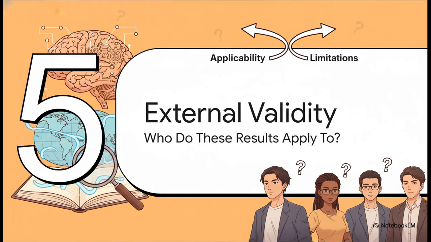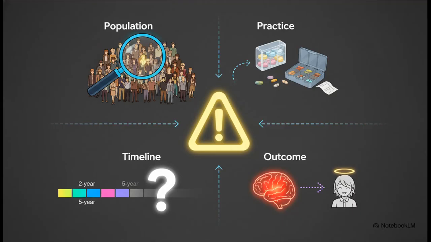Now, you must demonstrate critical thinking by considering the applicability and the limitations of these findings. Who do these results actually apply to? First, these results apply only to patients with a low or intermediate predicted stroke risk, as defined by that CAR score. They absolutely should not be extrapolated to high-risk symptomatic patients.